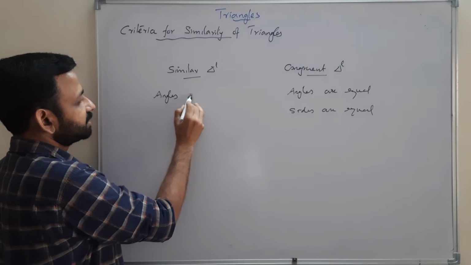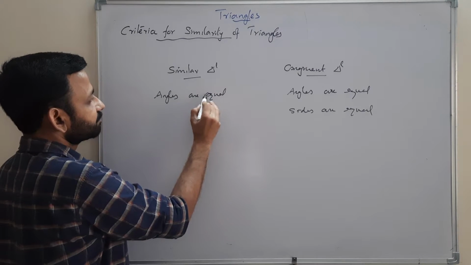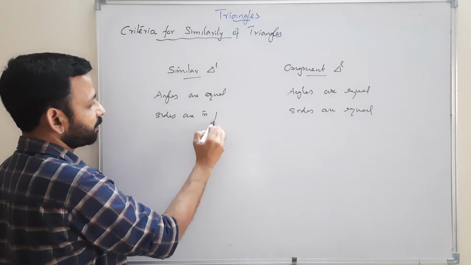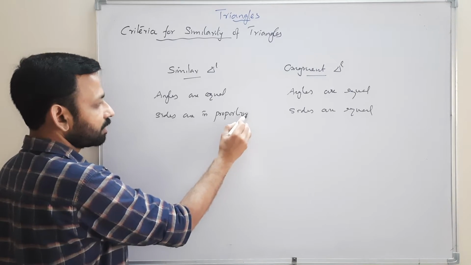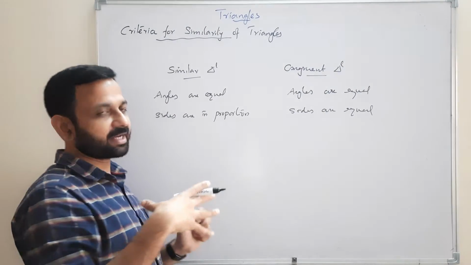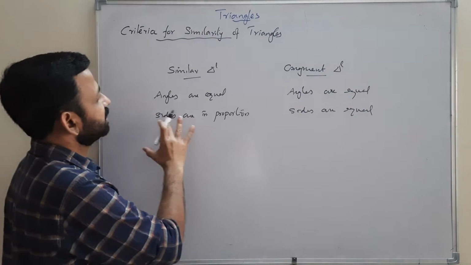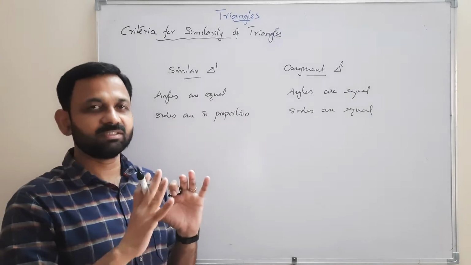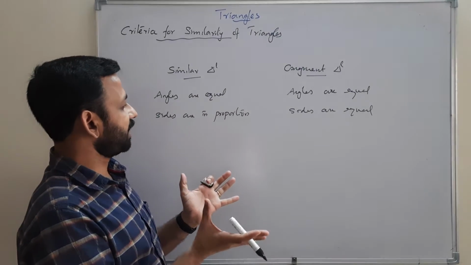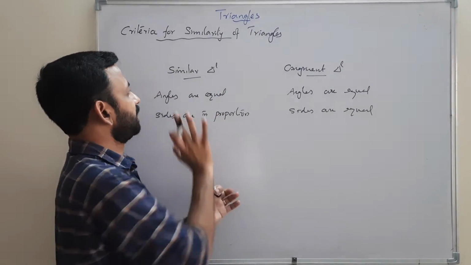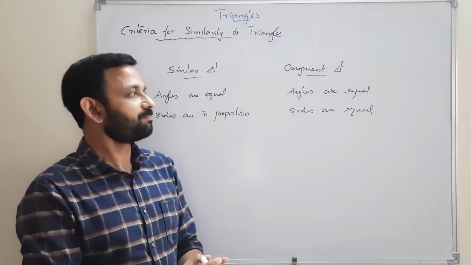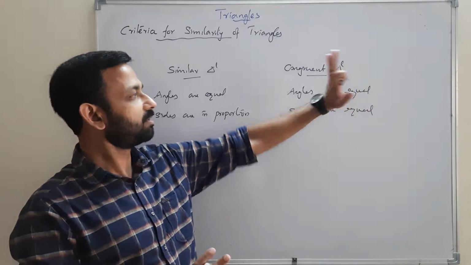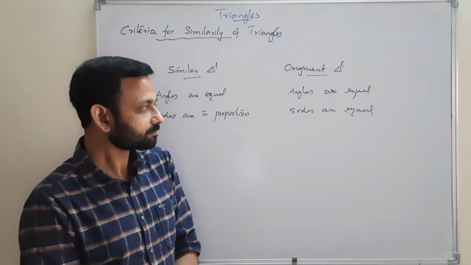If corresponding angles are equal and the corresponding sides are in proportion, or the corresponding sides are in the same ratio, then we can say that two triangles are similar. And here also we compare all the 6 parts. 3 angles are equal and 3 sides are in the same ratio, then the triangles will be similar. And here 3 angles are equal, 3 sides also equal, then triangles will be congruent. So 6 parts we are comparing.